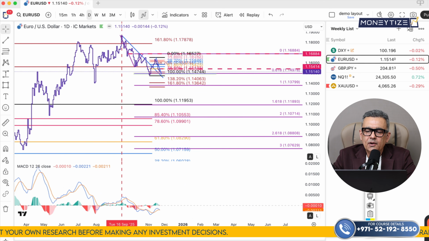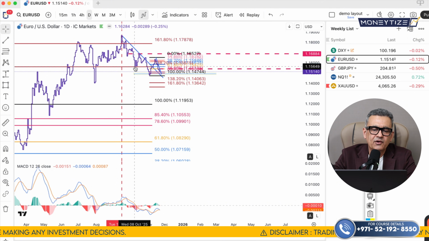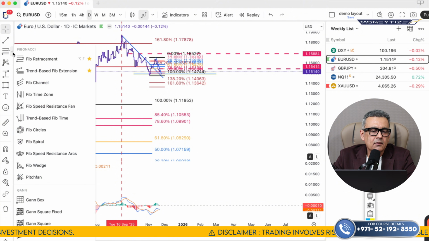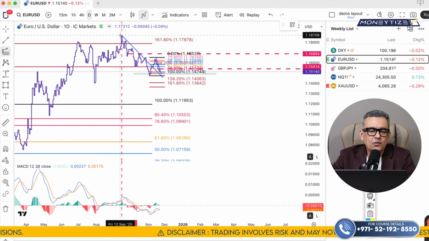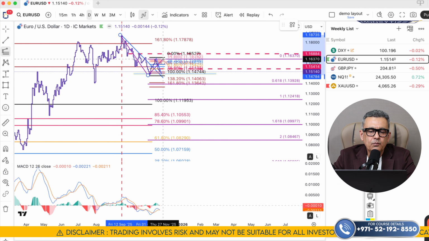Now we can apply the bigger fib extension. I'm removing the previous one. So here, taking into account the bigger leg, I'll start from the highest, from the vertical line. I'll connect to the low point here and point C.